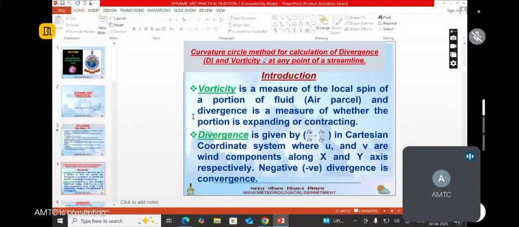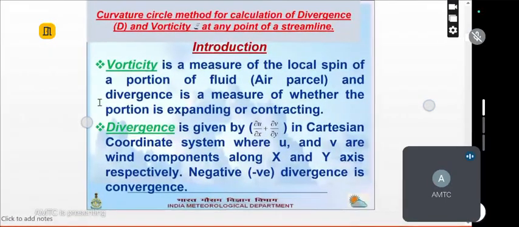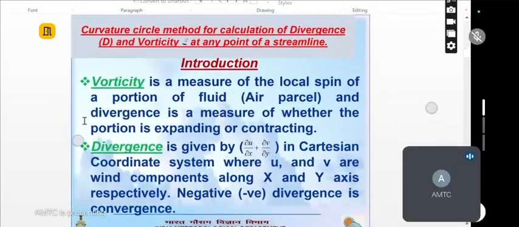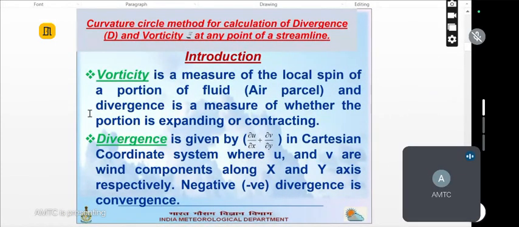So here you can see the definition. Vorticity is a measure of the total spin of a portion of a fluid. And what is divergence? Divergence is a measure of whether the portion is expanding or contracting. If it is expanding, it is divergence. If it is contracting, it is convergence. The name itself is very clear: divergence means things are expanding, and convergence means converging, like converging thoughts.